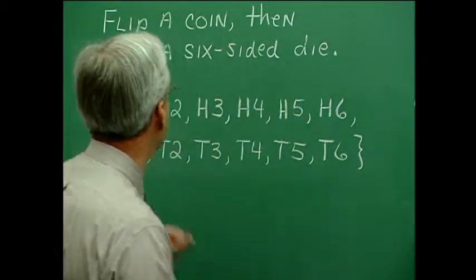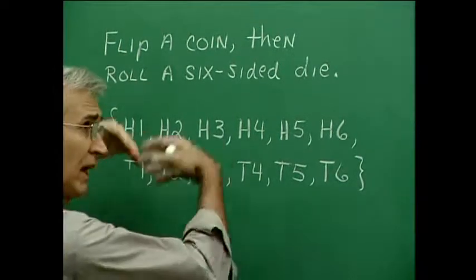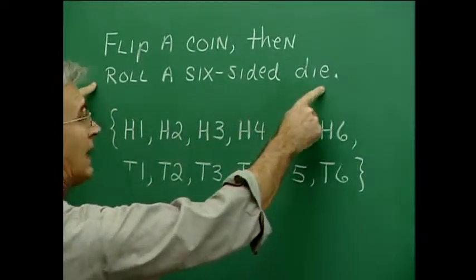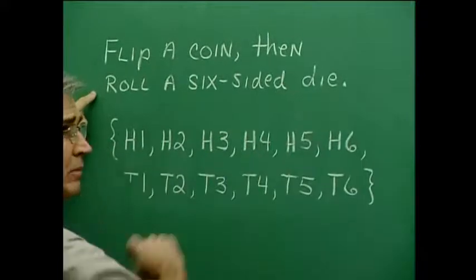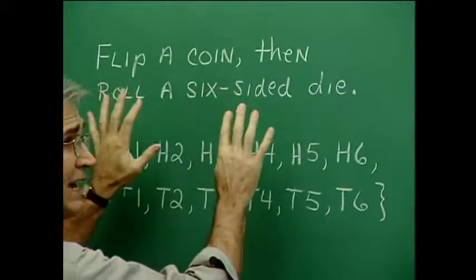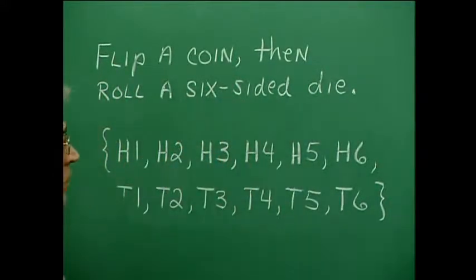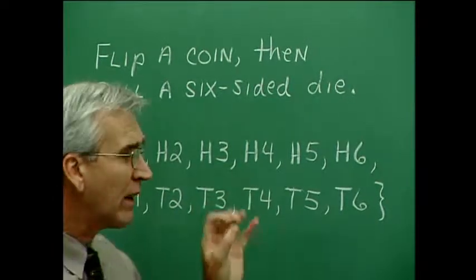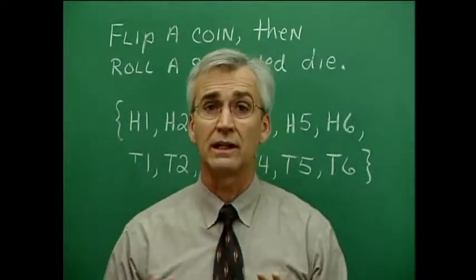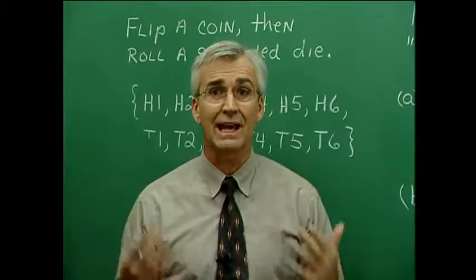Consider this problem. Suppose we flip a coin and then following that we roll a six-sided die, and we'd like to know all of the possible outcomes in performing these two tasks back to back. Well, the safest thing to do in counting the possible outcomes in a situation like this is to list them all and simply count them.